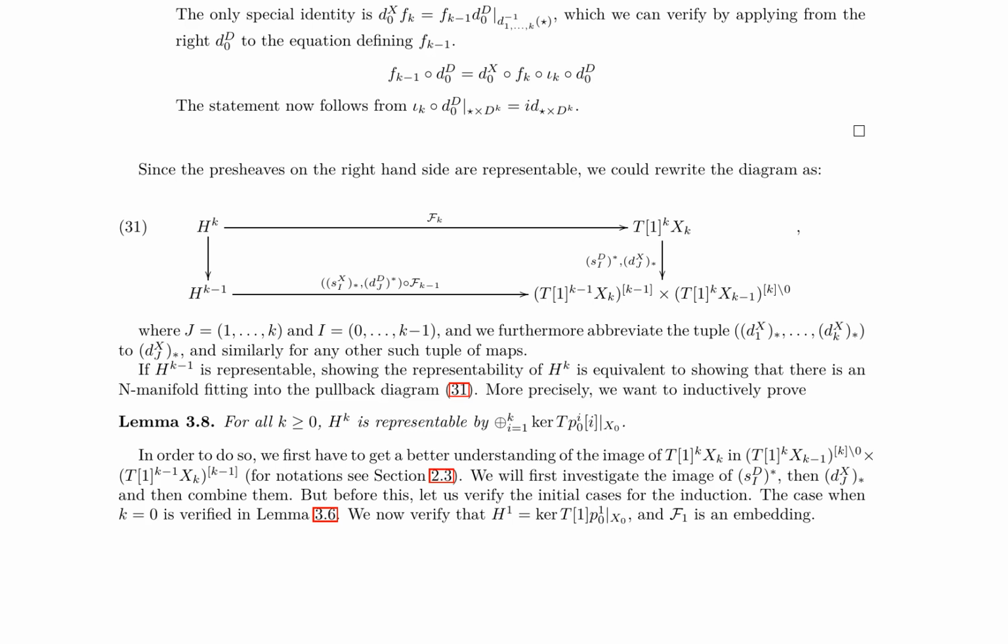The paper then investigates the image of T, 1, kxk in T, 1, kxk1, k, 0 times T, 1, k1xk, k1, starting with the image of SDI, followed by dxj, and combining these results. The final section discusses the initial cases for the induction, verifying that H1 equals ker T, 1, P1 underscore 0, X0 and F1 is an embedding, serving as a foundation for the analysis of higher dimensional L-infinity groupoids.